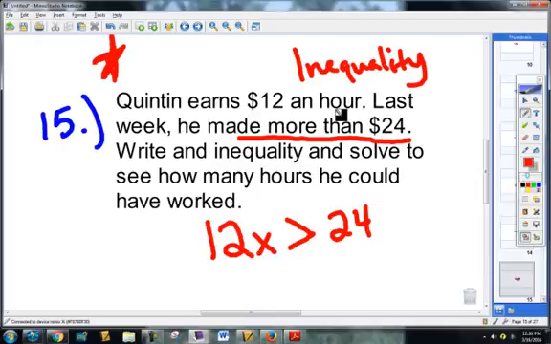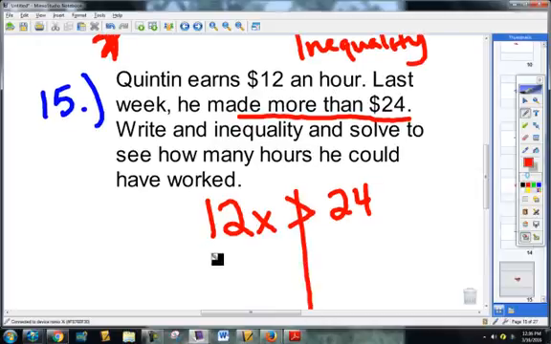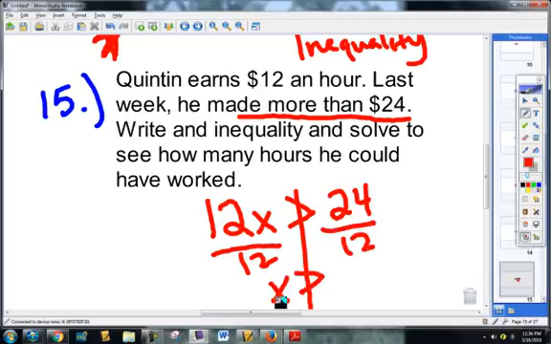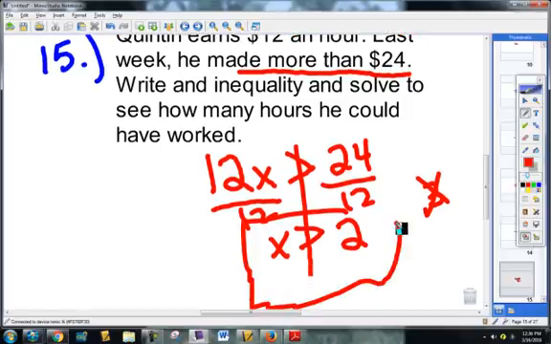Now, if I'm able to solve this, I'm obviously going to divide by 12. That's going to tell me that x, the amount of hours that he worked, had to be greater than 2, right? So some people say, well, he could have worked 3 hours. Well, that's not necessarily true. Couldn't he have worked 2 hours and 1 minute? Sure he could have. Just understand that. It's more than 2 hours. That's how much he worked. More than 2. That's what I'm looking for there.